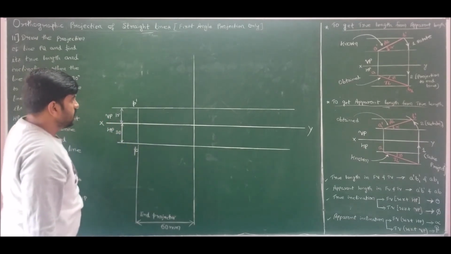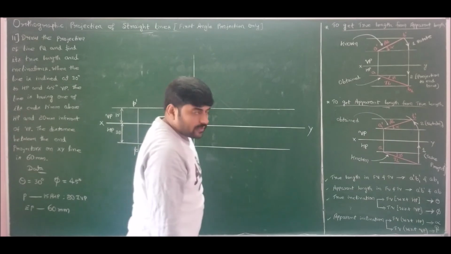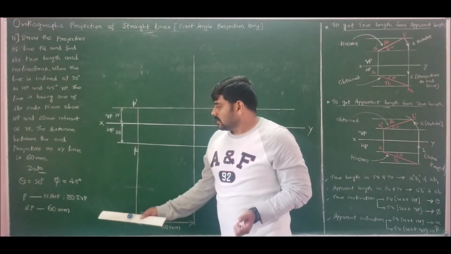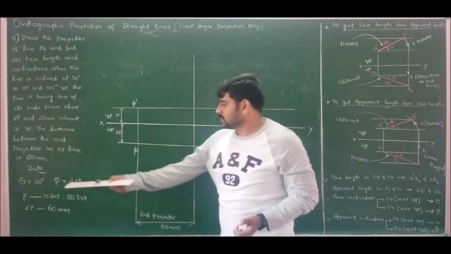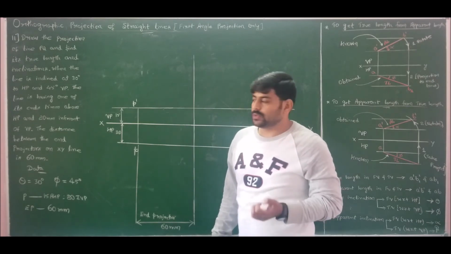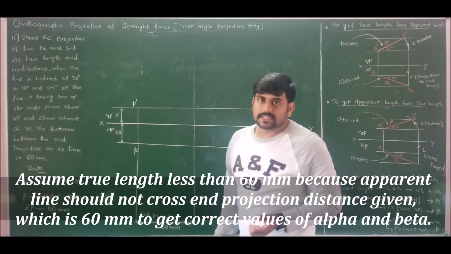I have drawn the end projector. Now I don't know the angles alpha and beta. In order to extract alpha and beta, first I should assume a true length and use 30 degrees and 45 degrees to get alpha and beta. In order to do that, let me assume the true length less than 60 mm.